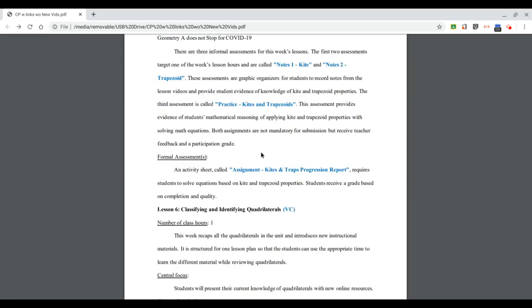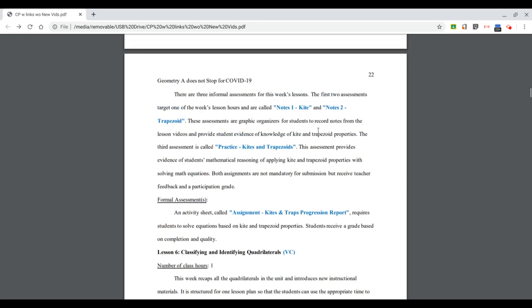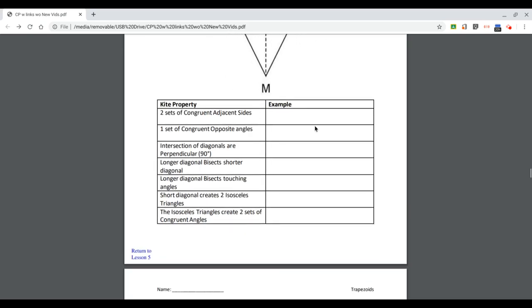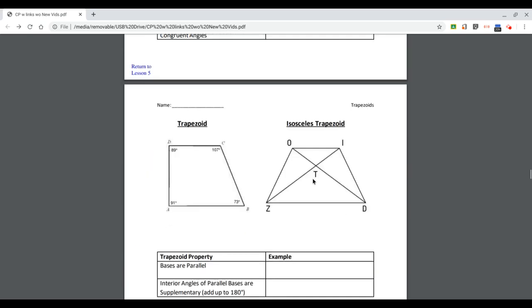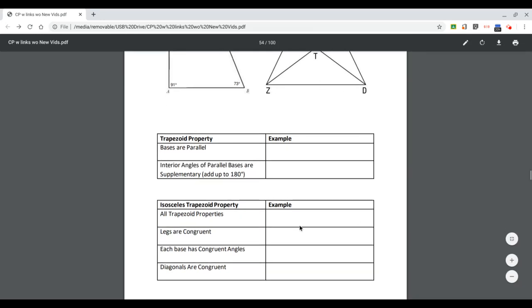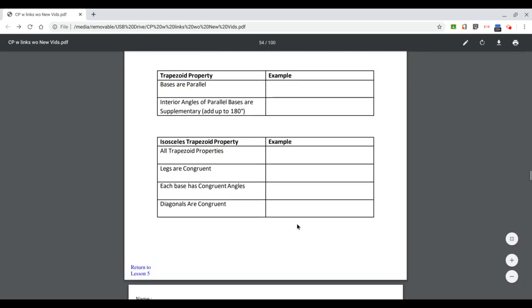we're asking. And so Notes 1, well, let's take a look at it. Notes 1 and Notes 2. This is Notes 1, the kite, and then they follow along. And this is Notes 2, and they follow along and fill out these charts for both of these notes, and then they could submit them for a grade, or not for a grade, for participation.